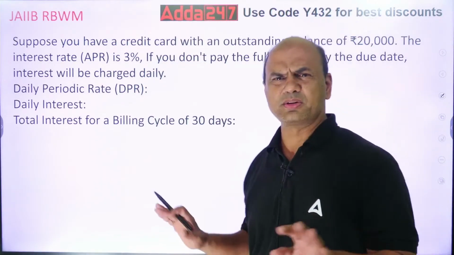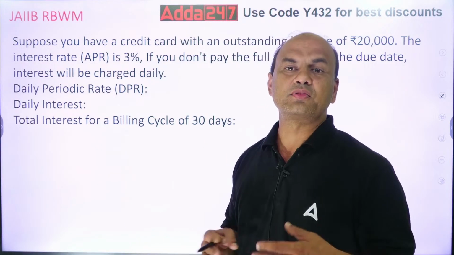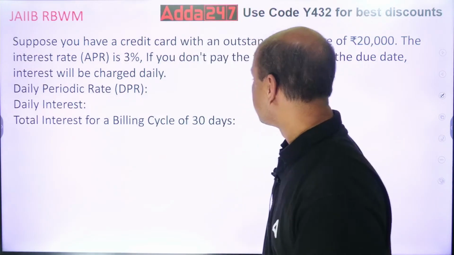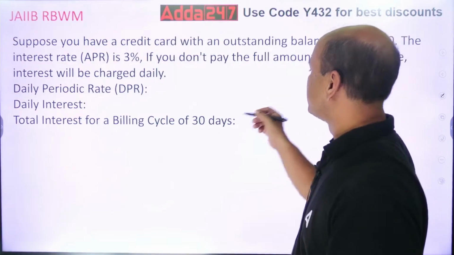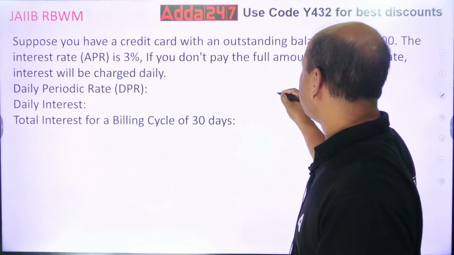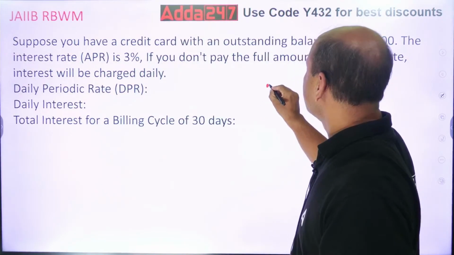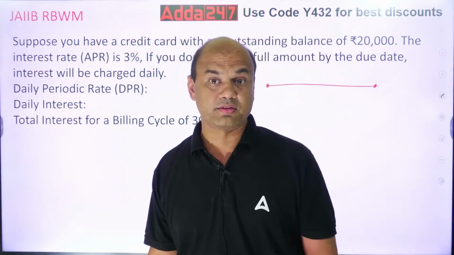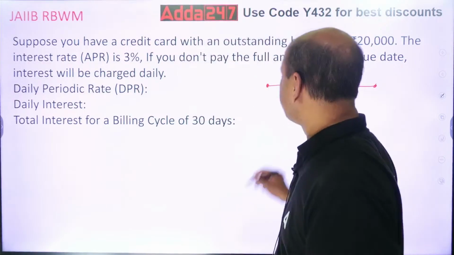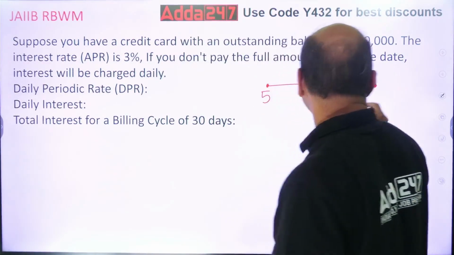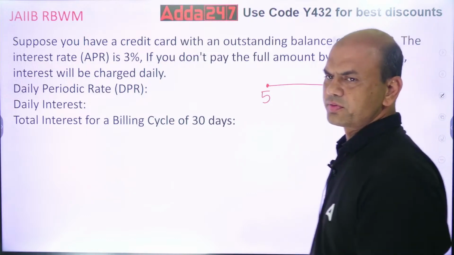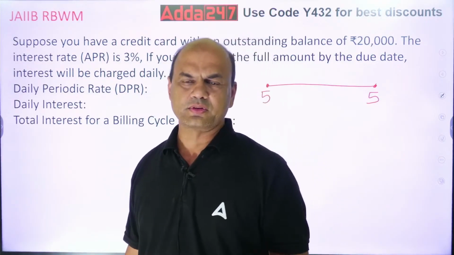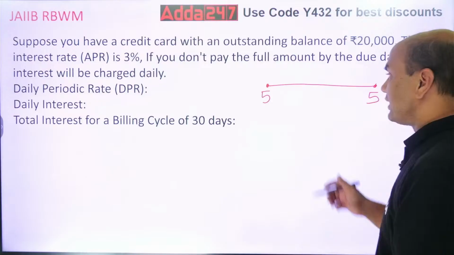So, simple logic. Firstly, understand what the cycle of a credit card is. In every credit card, there is something called a billing cycle. Let's say it is 5th to 5th, the 5th of any month to the 5th of the next month. For example, 5th of July to 5th of August. So I'll be billed every month on the 5th.